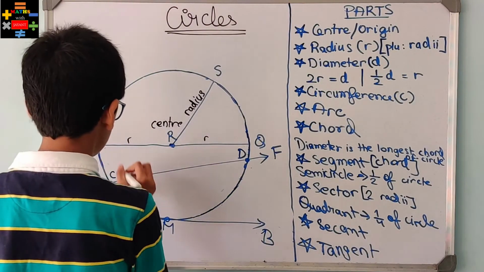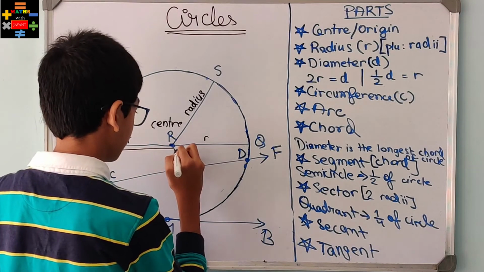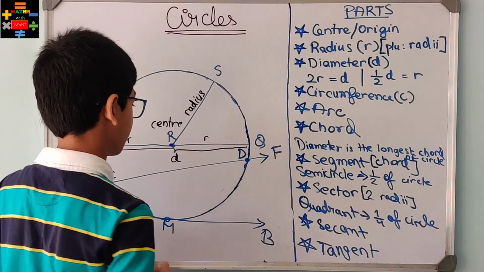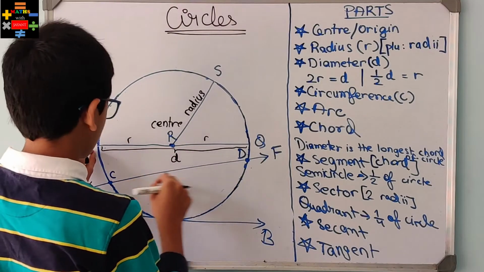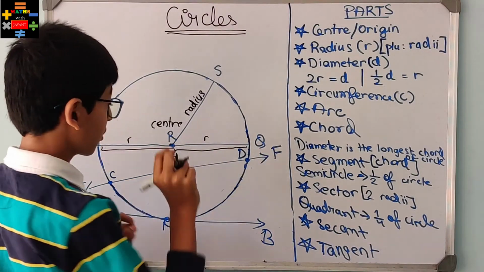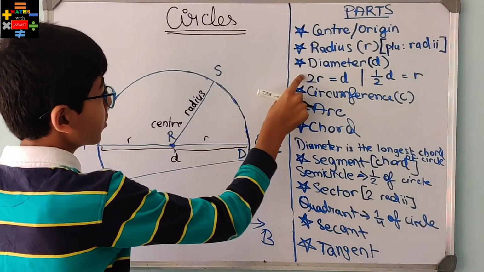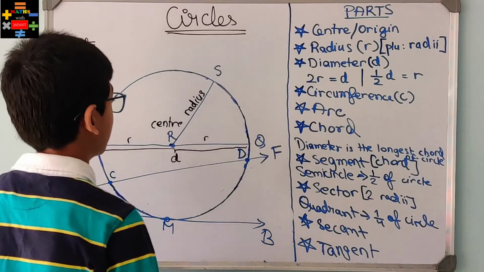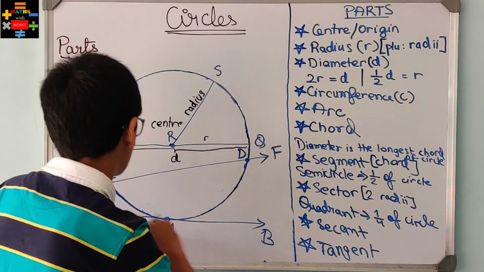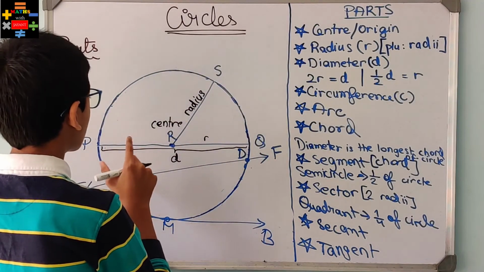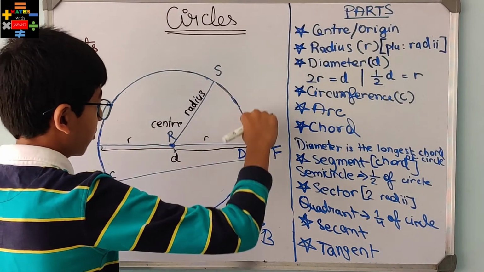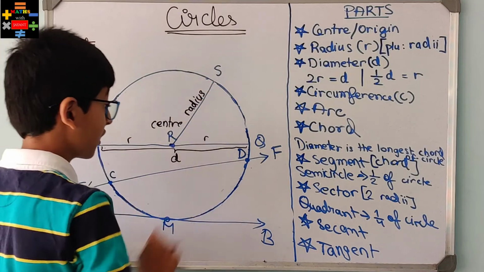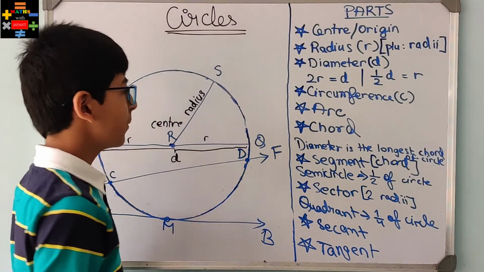Then what's the diameter of the circle? We could say that PQ is our diameter of the circle because it connects any 2 points on the circle and passes through the center. And we all know that 2 times radius gives us diameter, which we have already discussed. The circumference is this boundary of the circle. Arc could be a part of it, like we could say SQ is an arc, PC is an arc, PS is an arc. Like that, there are so many arcs.